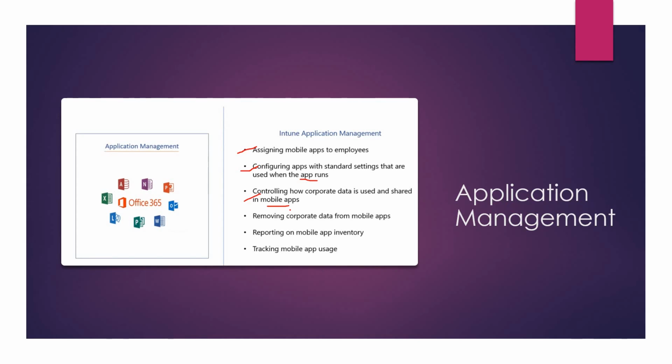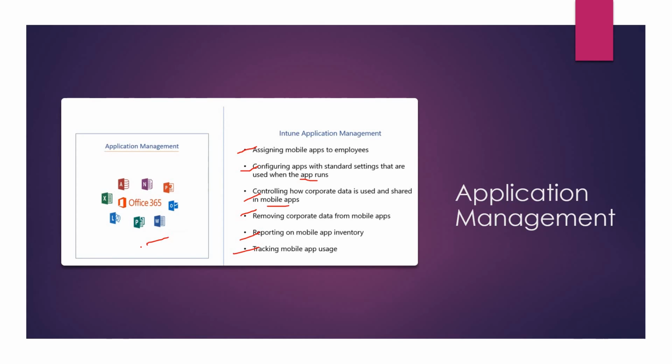We can configure and control each and everything with that application, as long as that application is used and how that application is going to interact with other applications. Removing corporate data from mobile apps, reporting on mobile apps, and tracking mobile app usage. So these are a few of the apps. The list has grown a lot. I've just given a small example of the Office 365 applications, but now there are a lot of applications that we can manage using Intune. I will share that documentation, or please refer to the nugget on MAM, which talks about all the applications that can be used and how to set it up.